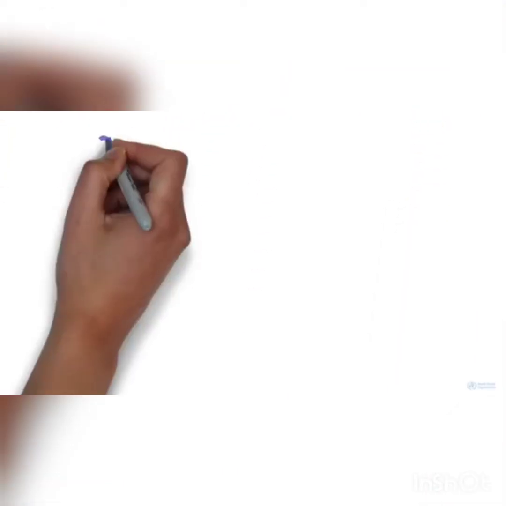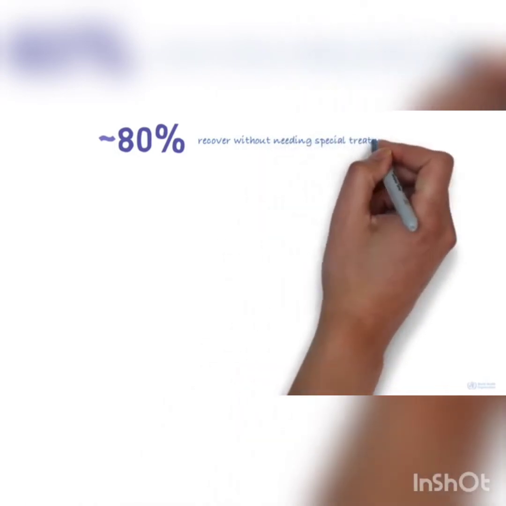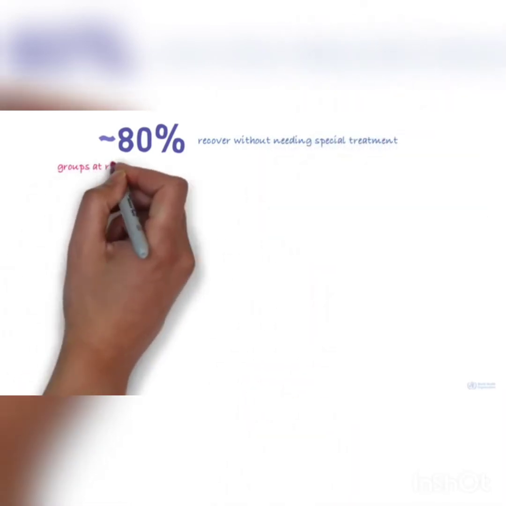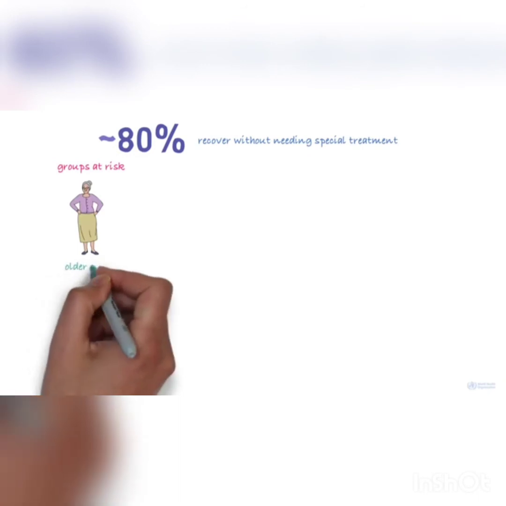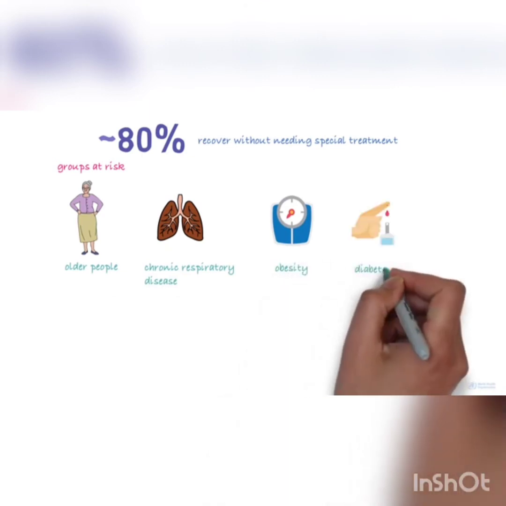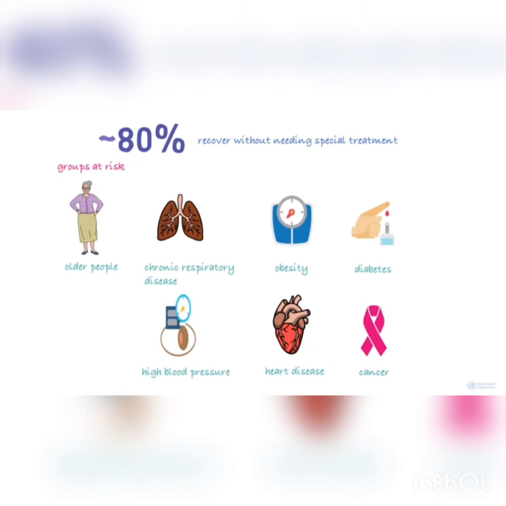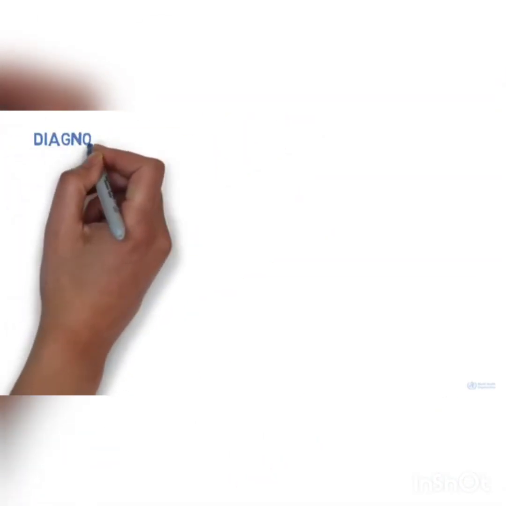About 80% of cases recover from the disease without needing special treatment. But there are some people who are at risk of serious illness. They include older people or people with underlying medical problems, such as chronic respiratory disease, obesity, diabetes, high blood pressure, heart disease, or cancer.